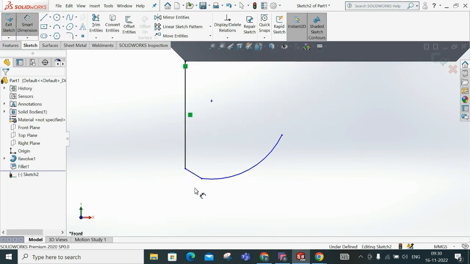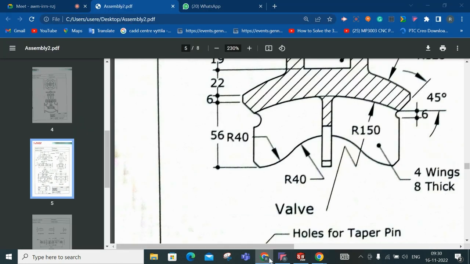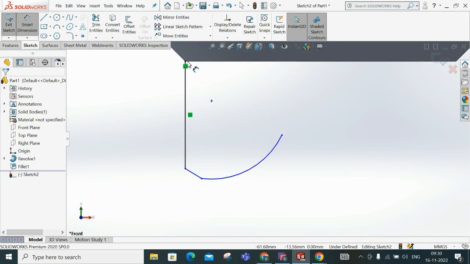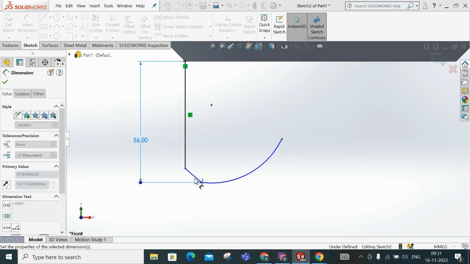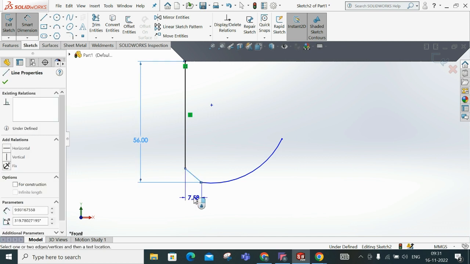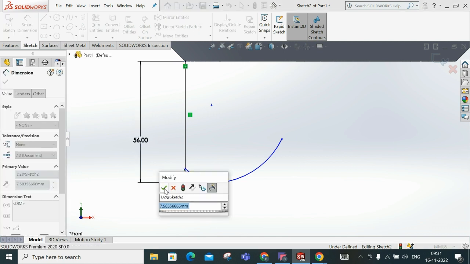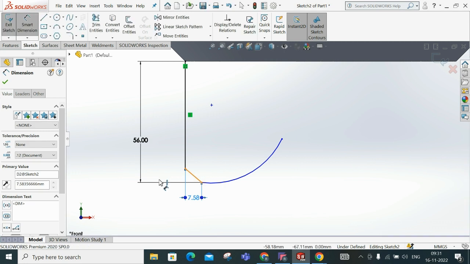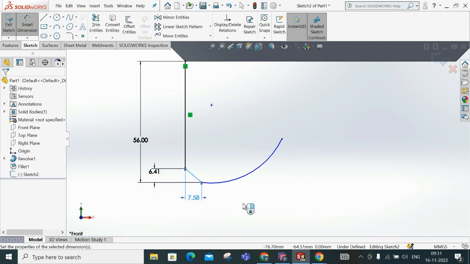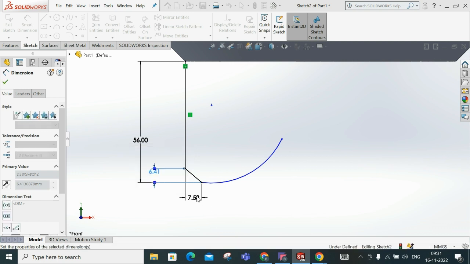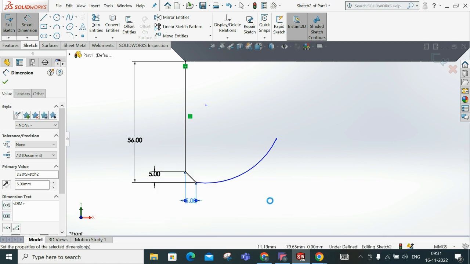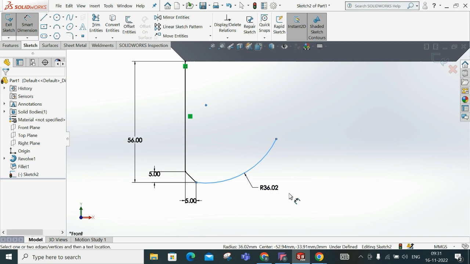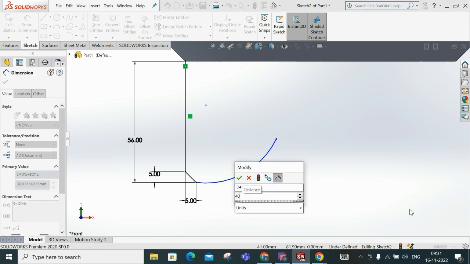And I'm giving a dimension for this one so that it is making sure that from here to here it is 56. I'm giving a small chamfer dimension so that it is fully defined. Let both be 5. This is 40, yes, 40.